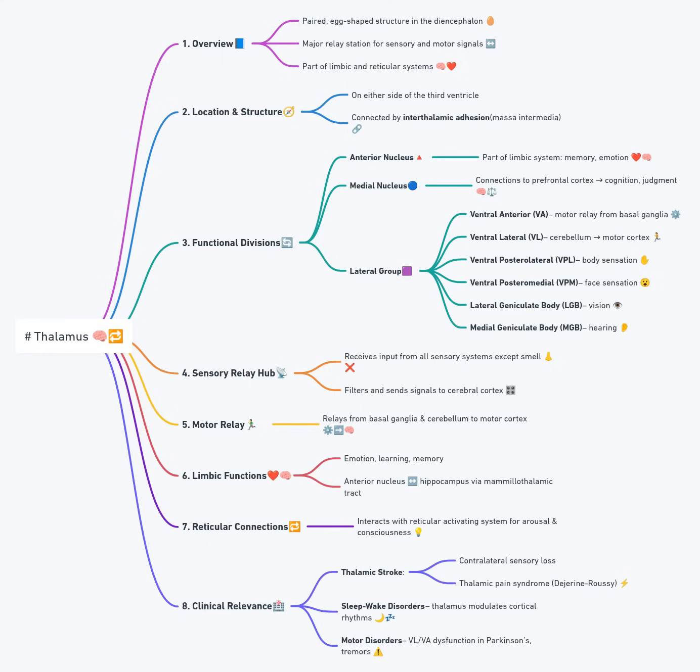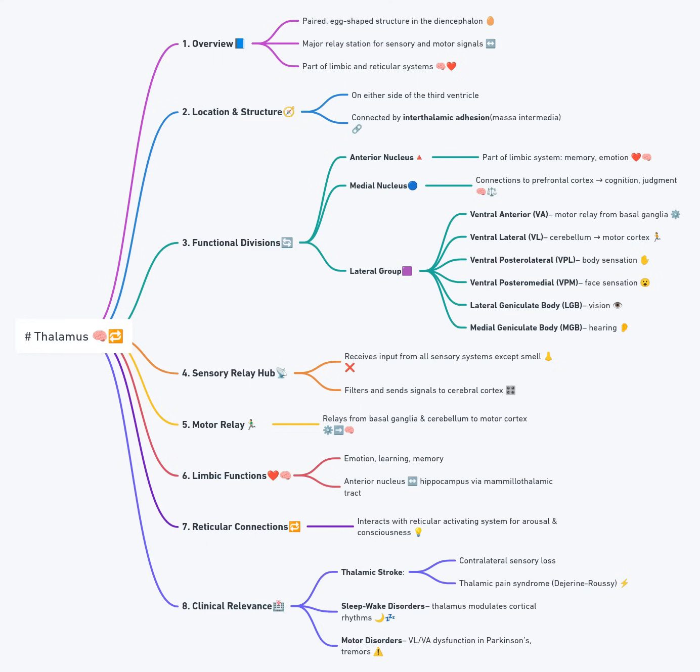Vascular supply comes from branches of the posterior cerebral and posterior communicating arteries, especially thalamogeniculate and tuberothalamic branches. Infarcts in these vessels produce characteristic syndromes such as sensory loss, thalamic pain syndrome, motor neglect, or behavioral disturbances when the mediodorsal nucleus is involved.